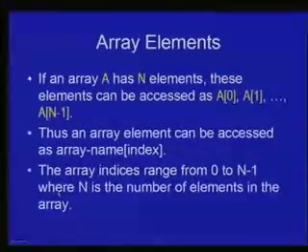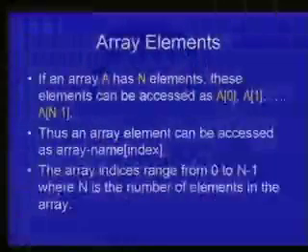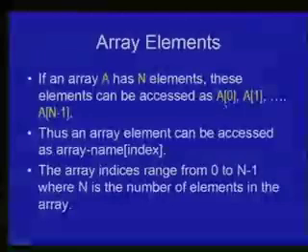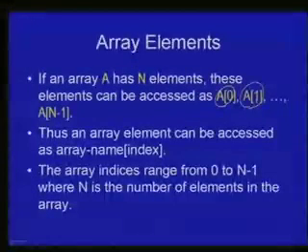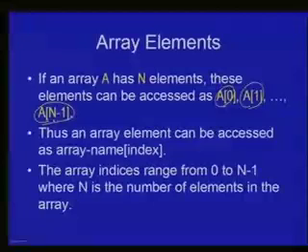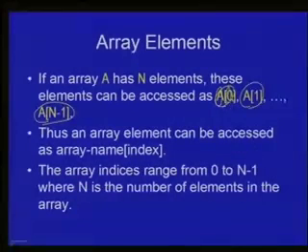Okay, let's now talk about how we can access and manipulate the individual array elements. If an array has been declared to have n elements, then these n array elements can be accessed as a[0], a[1], a[2] up to a[n-1]. So essentially the array element is accessed by giving the name of the array, a for example, and then within the square brackets the number or the index of the array element that we wish to access. And if an array has n elements, then the index will range from 0 to n minus 1.